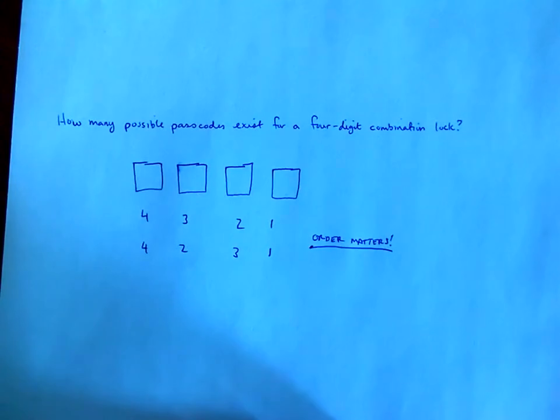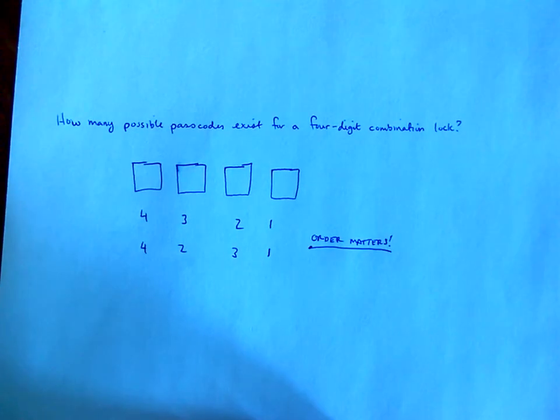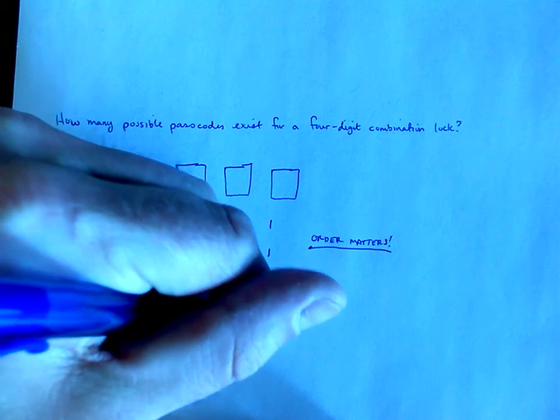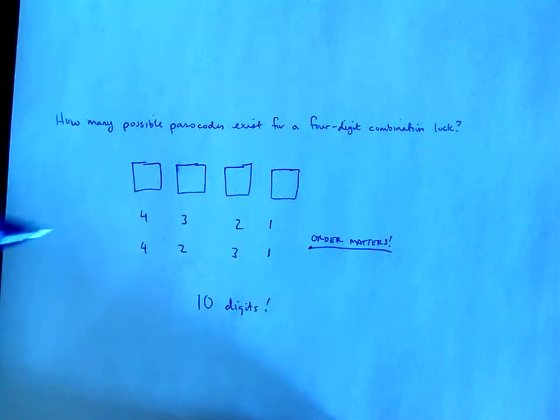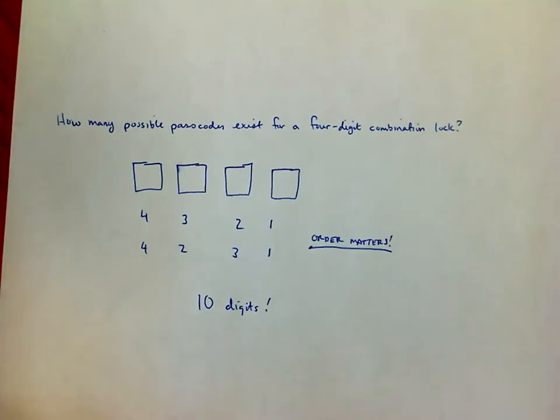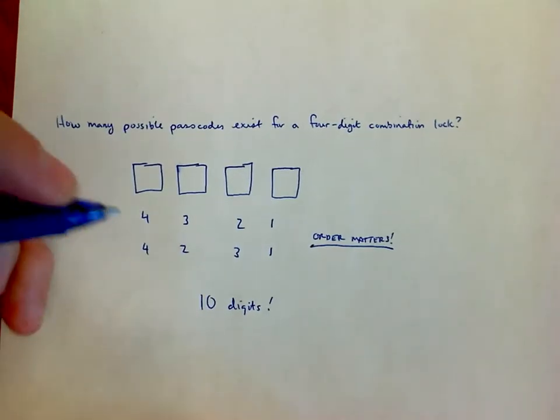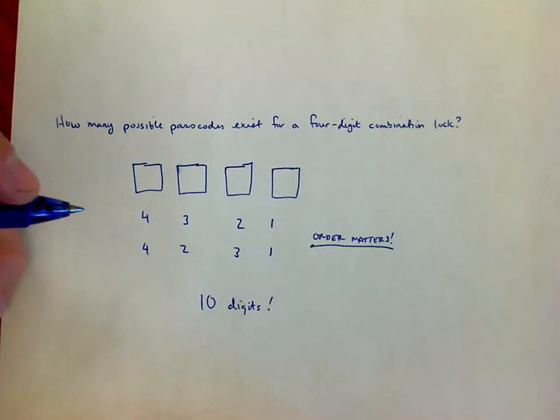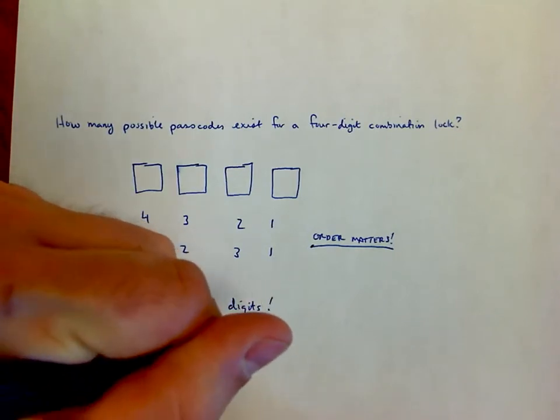And so in order to do this problem, here's what I need to know. First of all, how many numbers do I have to choose between? I have 10 digits, 0 through 9. And then the next question I have to ask is, is it a permutation? Does order matter? And it does.